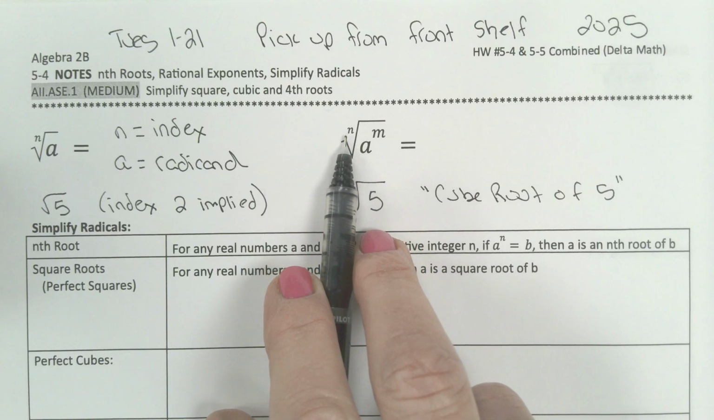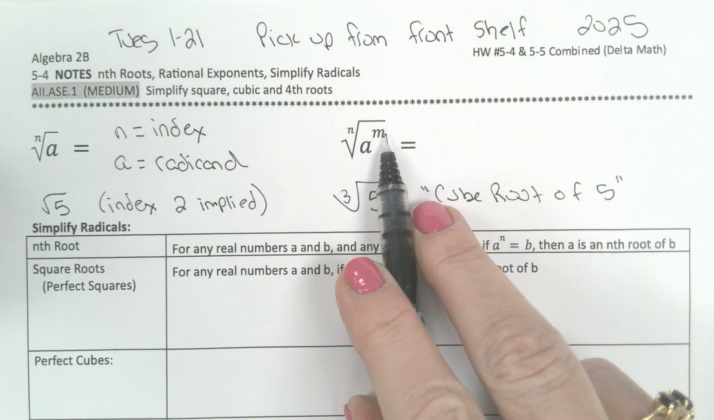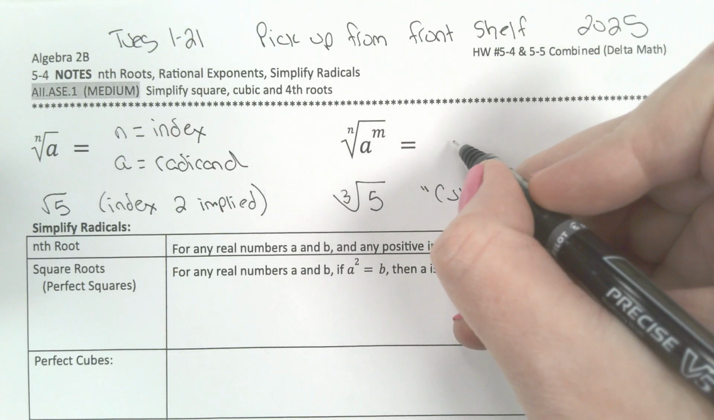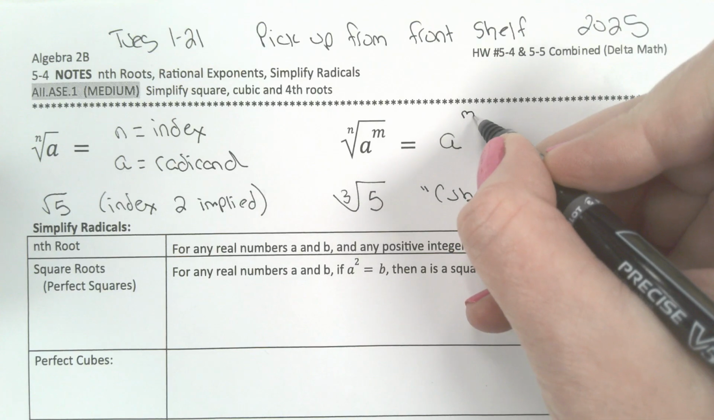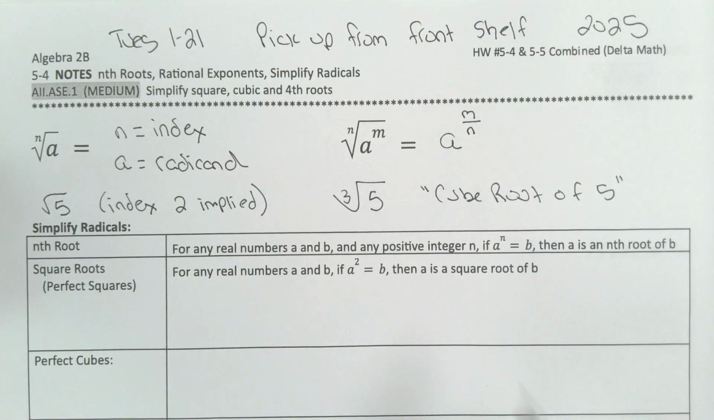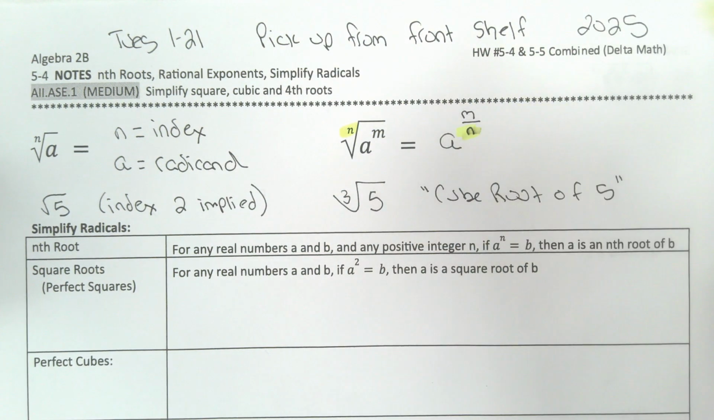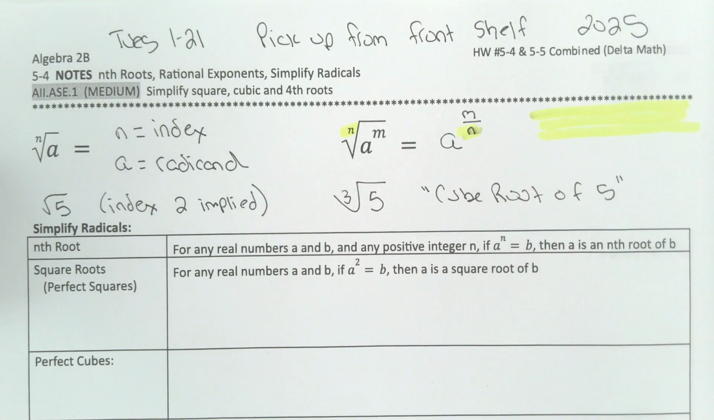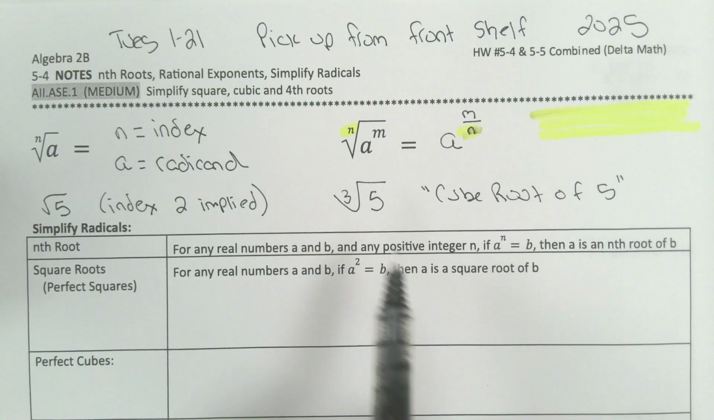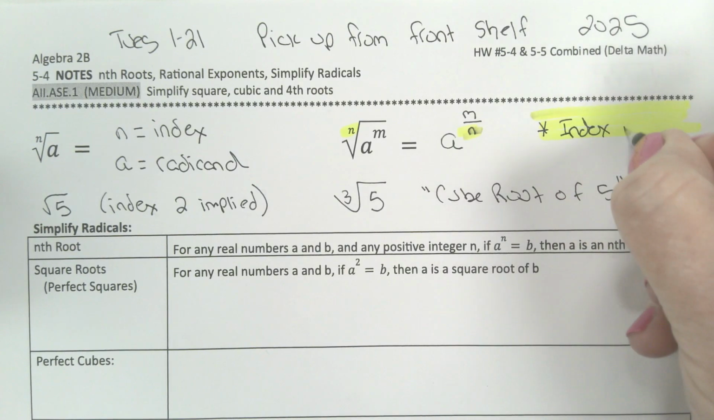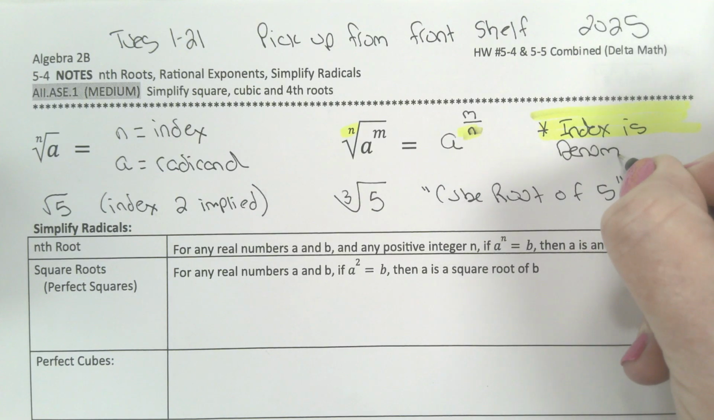All right, so we might have an index, and the number under the radical might also have an exponent. We can go back and forth between radicals and exponents by rewriting that as a to the exponent of m over n. So what is super important, what is your takeaway here, is that the index is the denominator. So if you needed to rewrite this, which we will eventually, the index is the denominator.